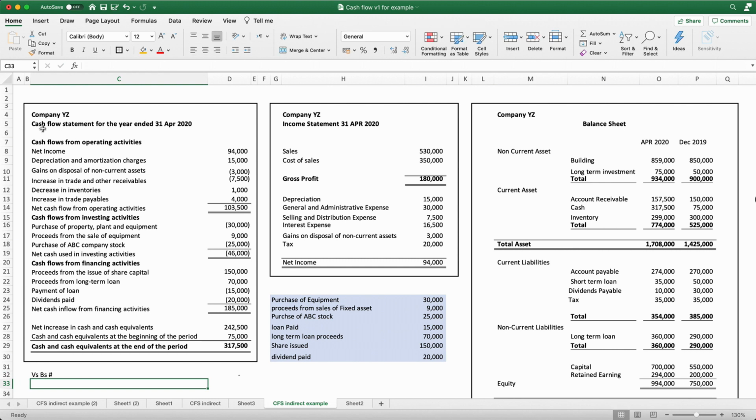So we covered the cash flow statement now. If there is any point which you feel was not clear, mention it in your comments and I'll try to explain it further.